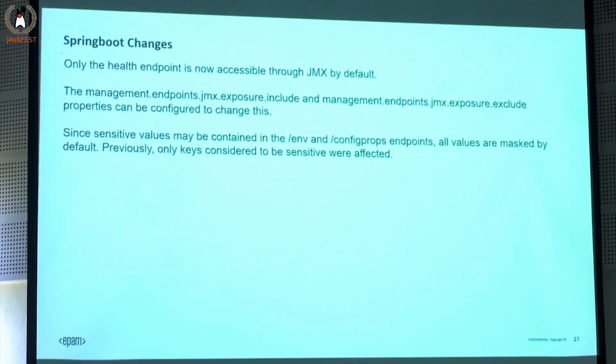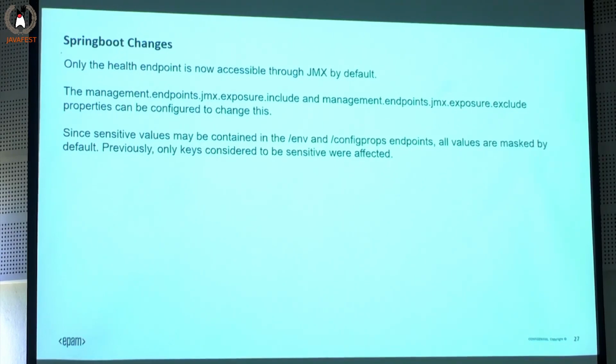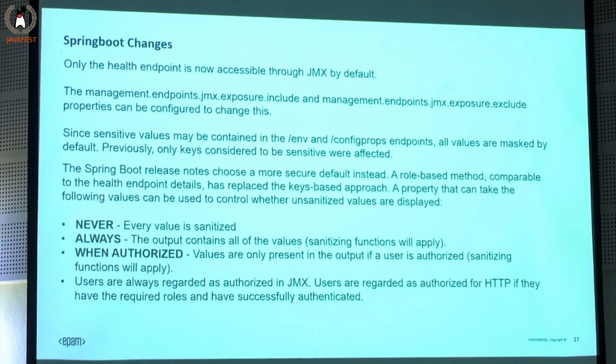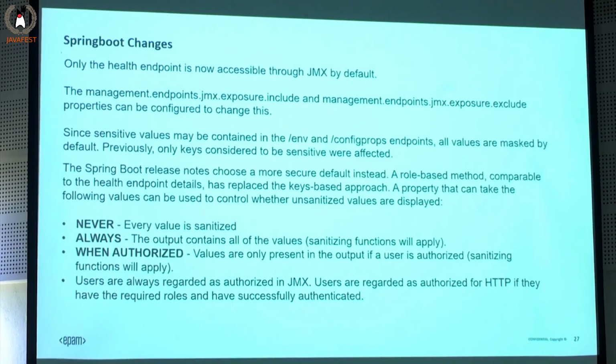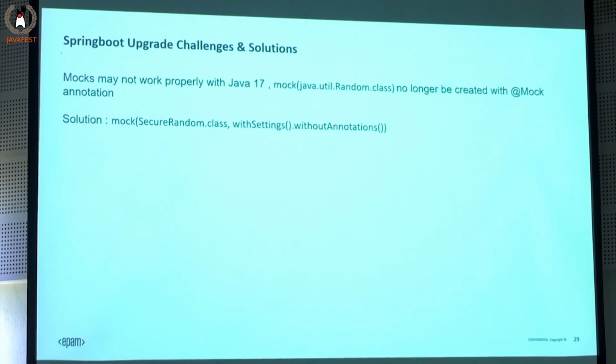And then there are some changes in the JMX and the actuator endpoints. Here, only one health endpoint is now accessible through JMX by default, and for the management endpoints, there are properties required to be configured to change this. Any sensitive values, because in the /env and /configprops endpoints it was exposing some sensitive values, have been masked by default. And in the Spring Boot release, the role-based method has been introduced. You can use never, always, or when-authorized. When you use never, that means every value is sanitized, and always means all the values in the output will be sanitized, and when-authorized means the values are present in the output only if a user is authorized.